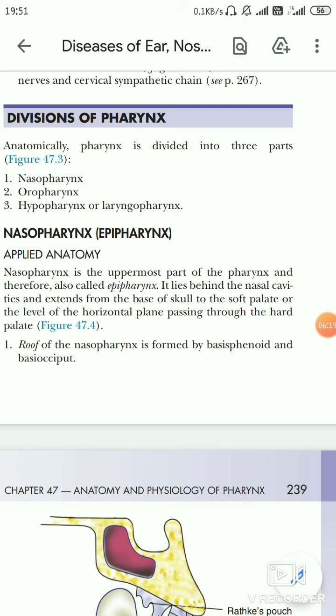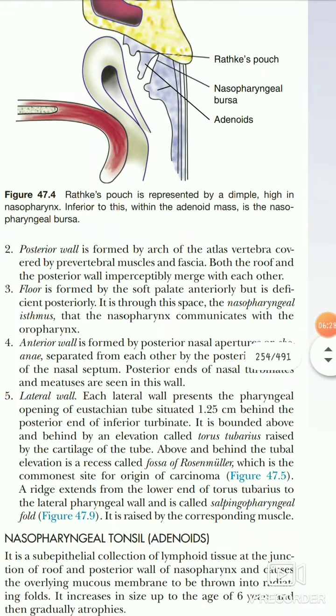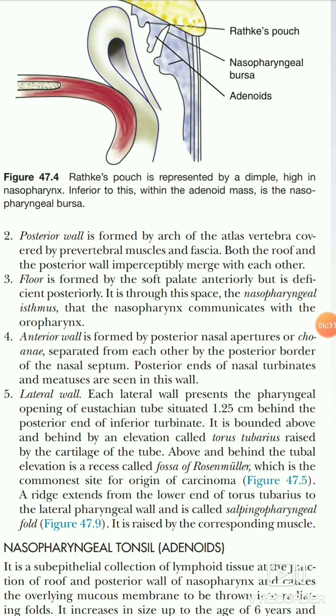Roof of the nasopharynx is formed by basisphenoid and basiocciput. Posterior wall is formed by the arch of the atlas vertebra covered by prevertebral muscles and fascia. Both the roof and the posterior wall imperceptibly merge with each other. Floor is formed by the soft palate anteriorly but is deficient posteriorly. It is through this space, the nasopharyngeal isthmus, that the nasopharynx communicates with the oropharynx.